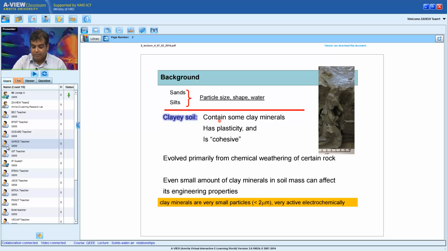The reason being, I've listed 3 reasons. The first one is they contain clay minerals. Clay minerals are logically the most important characteristic which make this material a lot different. It has plasticity, as well as the minerals. In fact, all the 3 are quite related. So plasticity is another characteristic which makes them unique. And the last one, which I have put in quotes, is cohesive. We all very crudely call these clay soils cohesive soil.